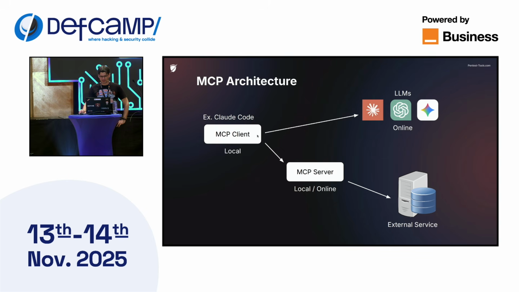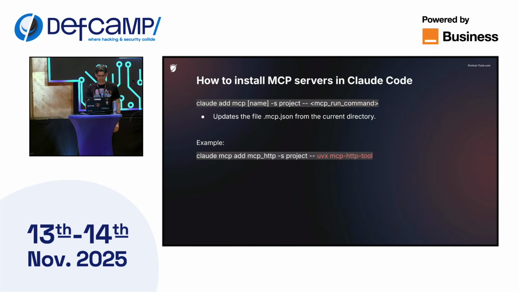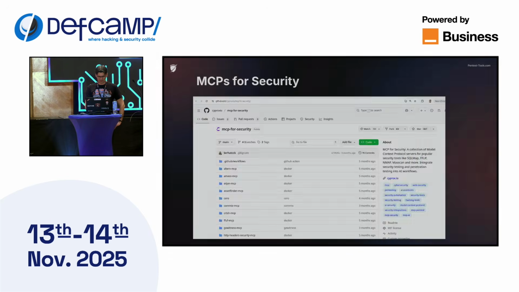They work like this. This is the MCP client. This is the MCP server, which can also be local or online. When the MCP client wants to talk to an external server, it calls the MCP server. This one knows how to handle the requests, and the model receives some structured output which can be easily interpreted and worked with. This is how to install an MCP in Claude.